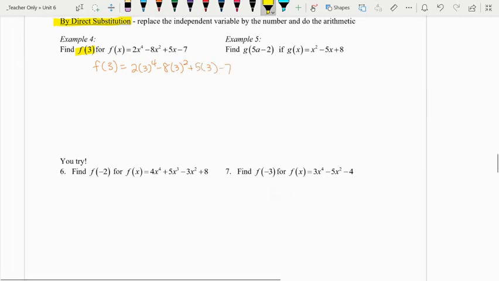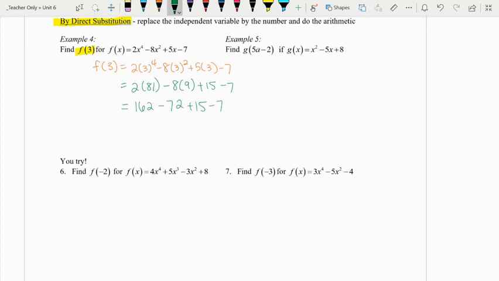Now, be careful with these. You do not times 3 before you go to the 4th. Remember, order of operations, you have to do the exponent first. So make sure that you always do those before you start multiplying, okay? So the first one gives me 2 times 81 minus 8 times 9 plus 15 minus 7. So if I keep going, 81 times 2 is 162. This gives me 72, and then 15 and negative 7. If we then add from left to right, you would end up with 98.